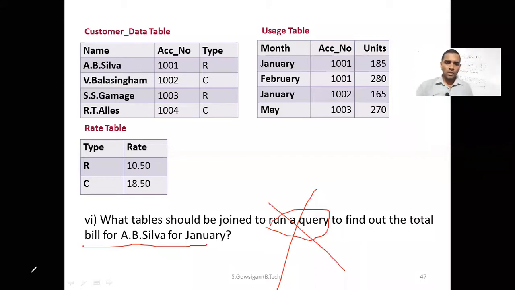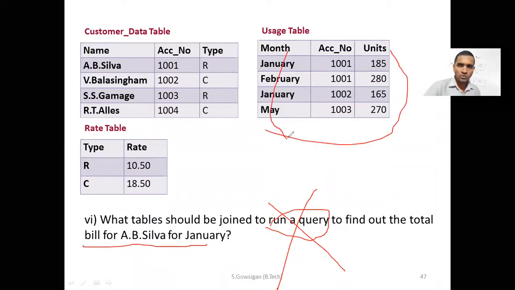Now definitely you have to take this table, no doubt, because this is the table which has the usage units. Don't forget the person is AB Silva. So AB Silva means 1001, so he consumed 185 units. Without referring to this usage table, you cannot calculate the electricity bill. So definitely the usage table is taken into account.